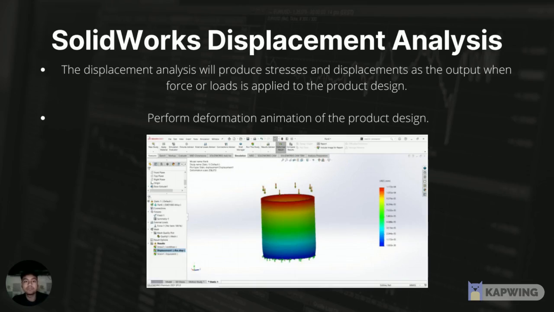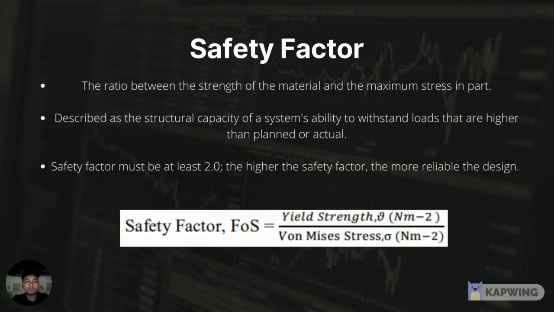The displacement analysis will produce stresses and displacement as the output when force or loads are applied to the product design, and performs deformation animation of the product design. Lastly, safety factor. Safety factor is the ratio between the strength of the material and the maximum stress in the part, described as the structural capacity of a system's ability to withstand loads that are higher than planned or actual. Safety factor must be at least 2.0. The higher the safety factor, the more reliable the design.